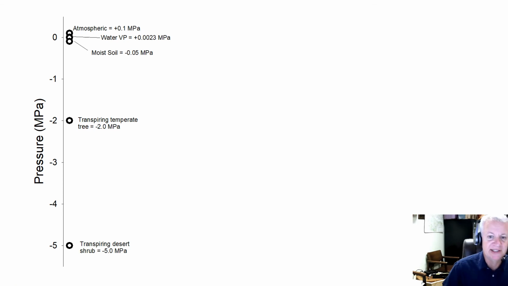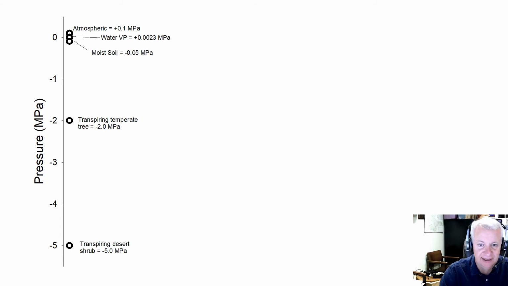In this part, I want to talk about the concept of negative pressure. This idea is one of the weirder aspects of water relations. The fact that in actively transpiring vascular plants, water exists at pressures below the vapor pressure of water. So let me elaborate on that a little bit.